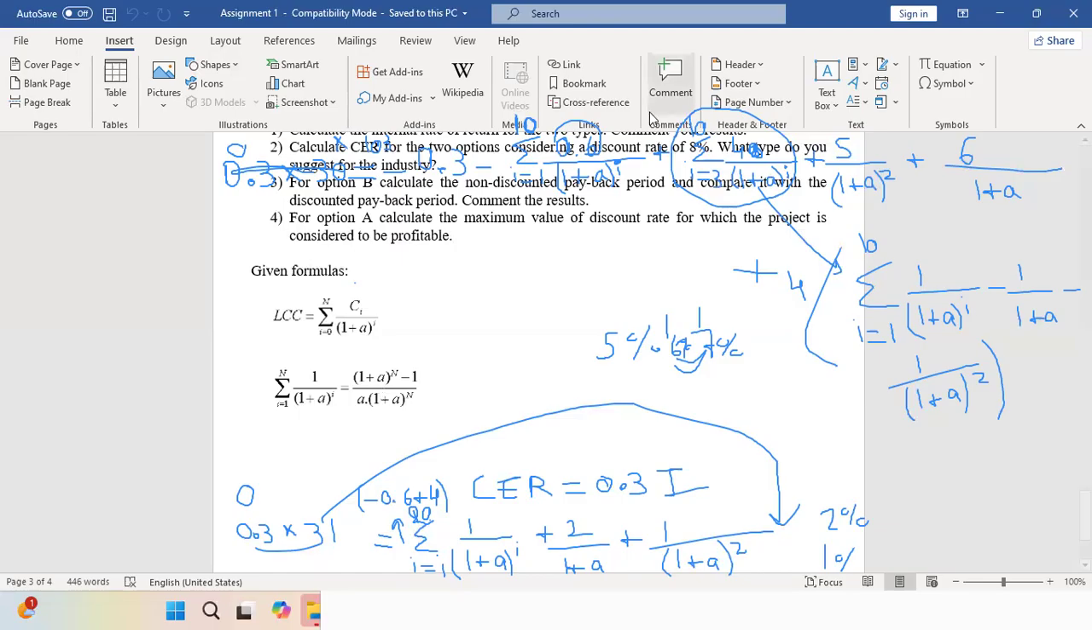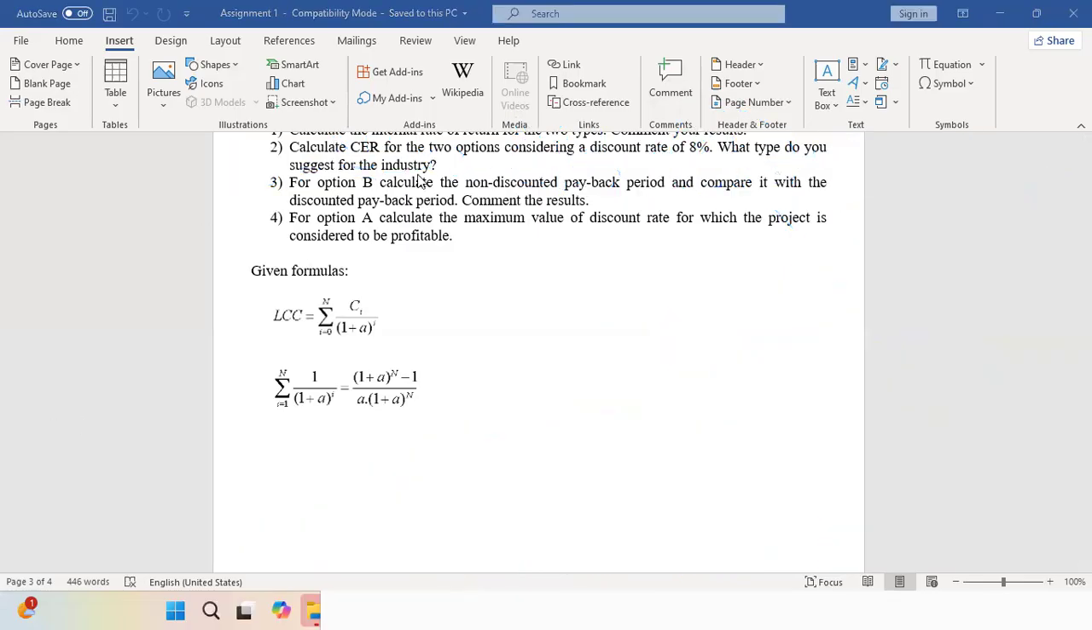Now, for question 3, they ask to find the non-discounted payback period and the discounted payback period. So for the discounted payback period, what should we do? We just have to add the interest rate. We don't put the salvage value and we evaluate it. Here, the results will be for 8%.